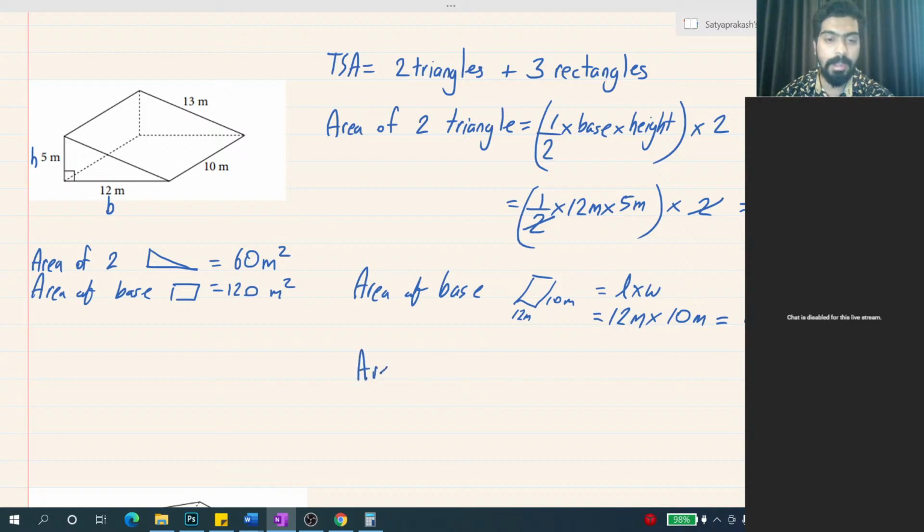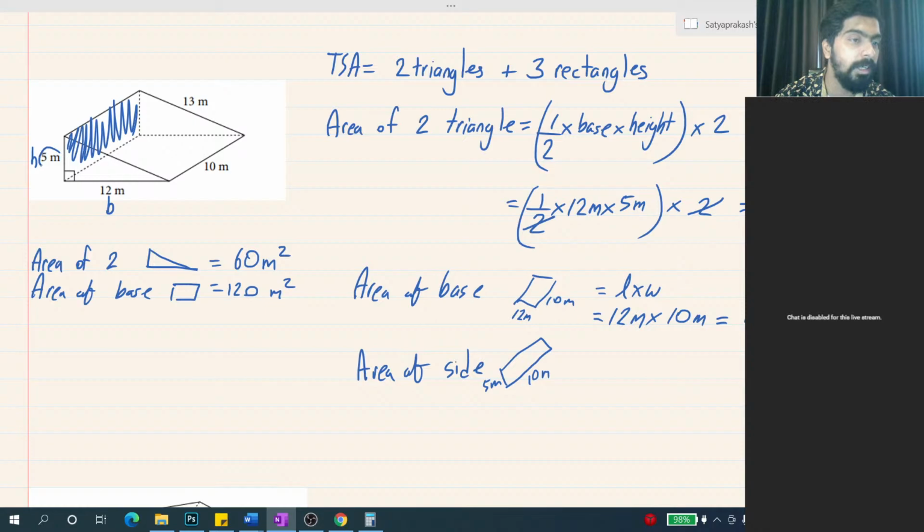Now I'm going to find the area of the side rectangle, which is this one right here. So this is the area of the side, where we have this dimension, and this would be also this, right? So 10 meter, right guys? So let us write that down right here, which is equal to length times width.